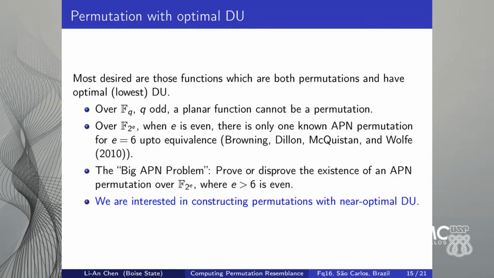Since the perfect one is so rare, what we are trying to do here is construct permutations with near optimal DU, so it has low, but probably not the lowest. There is a remark that there is also much other research optimizing DU, but not necessarily permutations. We are doing the other way: we make sure it's a permutation, and we see if we can get the DU low.